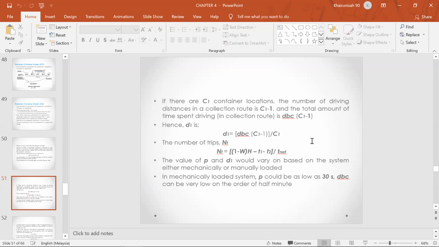The number of trips NT equals (1 minus W) multiplied by H minus T1 minus T2, divided by Tnet. The values of P and D will vary based on the system, either mechanically or manually loaded. In a mechanically loaded system, P could be as low as 30 seconds and DBC can be on the order of half minutes. So for mechanically loaded, we apply seconds.